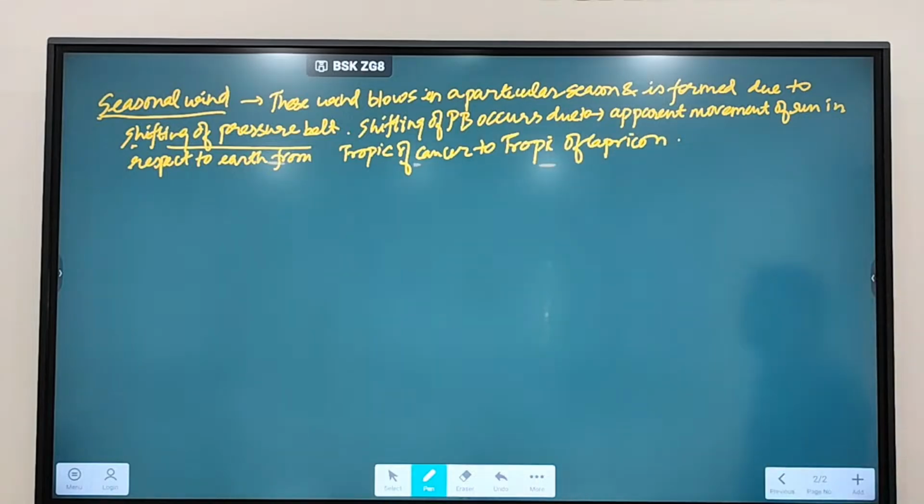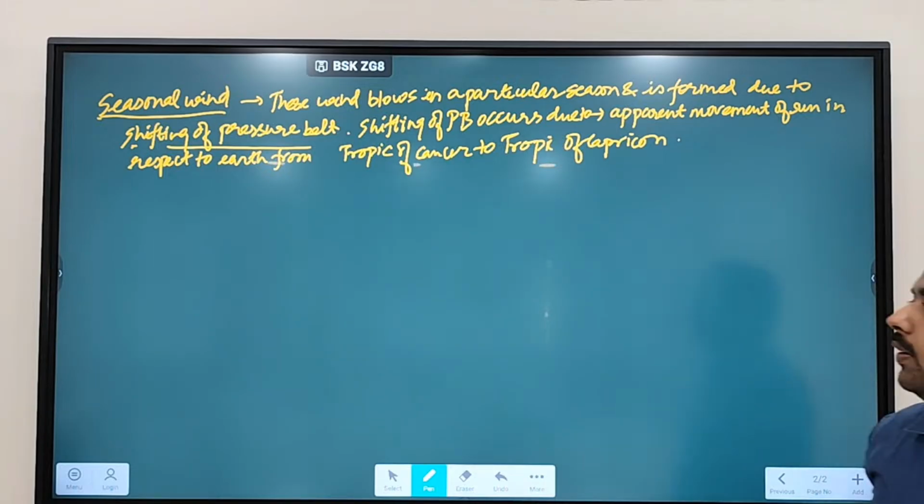Fine. So seasonal winds are those winds which blow in a particular season, and are formed due to shifting of pressure belt. The shifting of pressure belt occurs due to apparent movement of sun with respect to earth, and the sun moves between what to what? Tropic of Cancer to Tropic of Capricorn. So that is the apparent movement of sun with respect to earth.